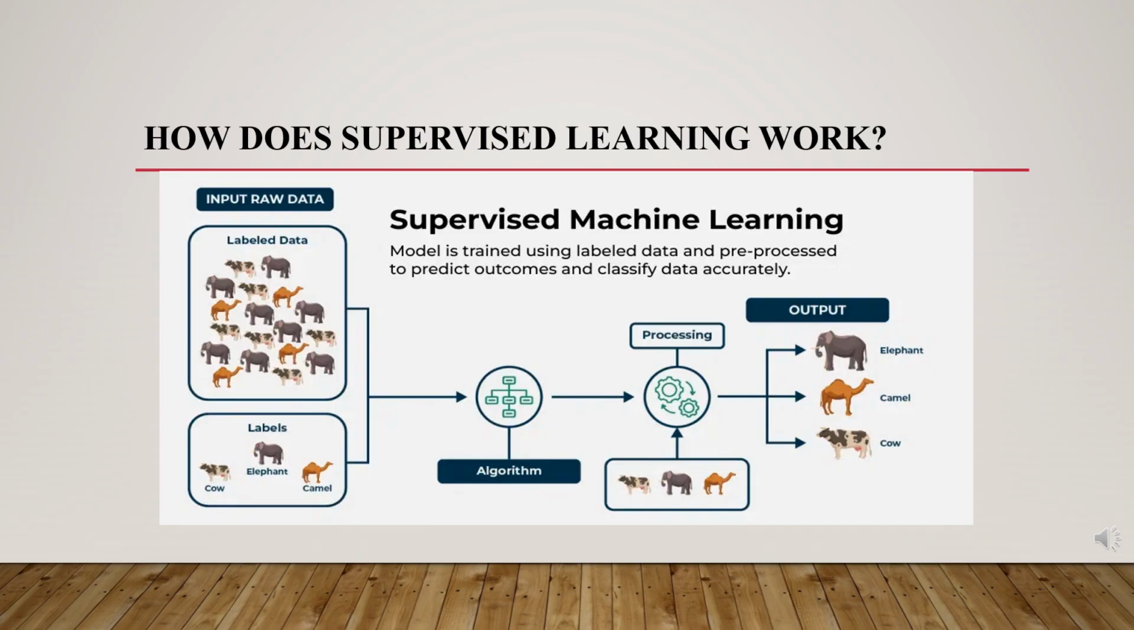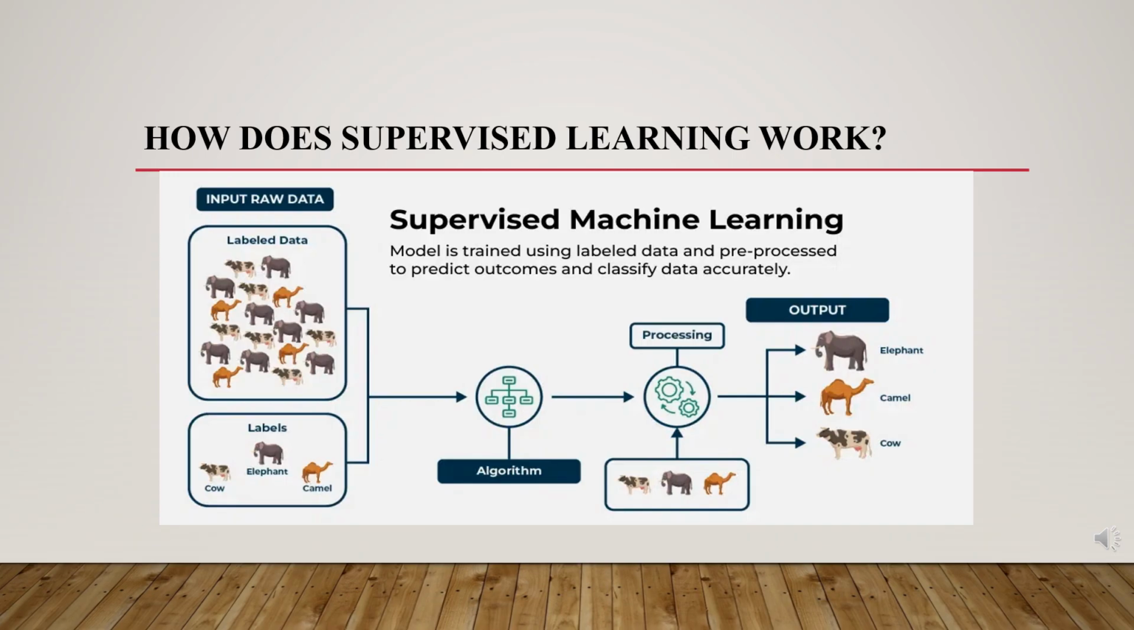Labeled data. In supervised learning, every data point already comes with its label, the correct output. Each elephant image is labeled as elephant. Each camel image is labeled camel. Each cow image is labeled as cow. So, the machine knows the input, image, and its correct answer, label.